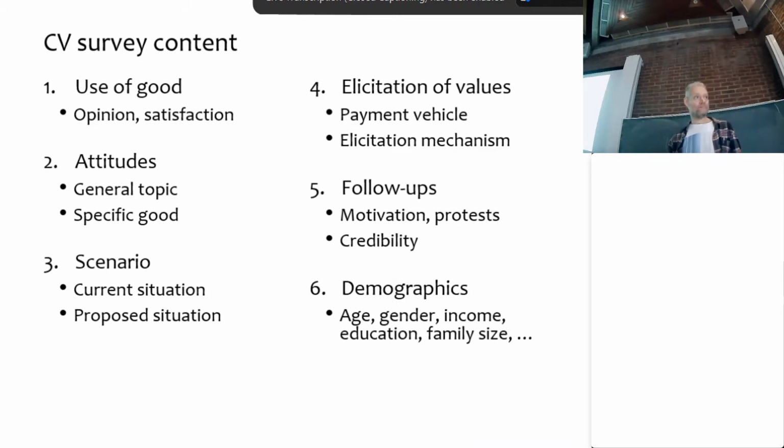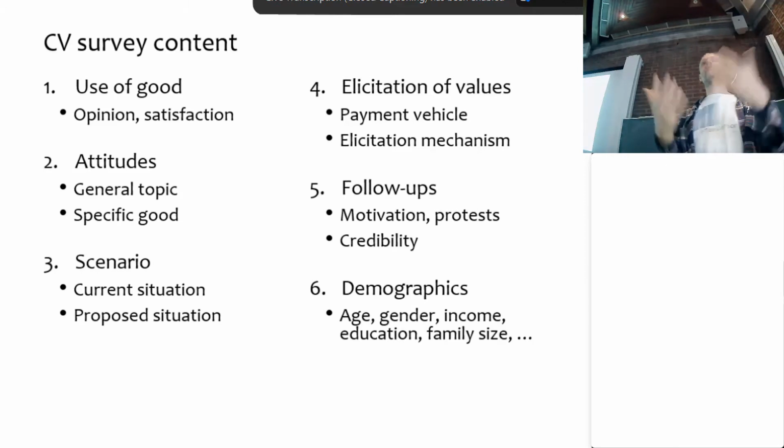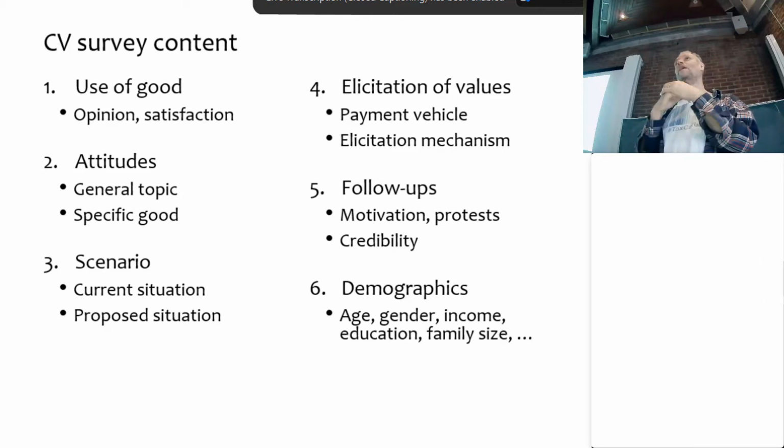Now, what does the survey actually consist of? This is a recommended order, but it sometimes comes in a different order. You start with actually telling your interviewees what you are talking about.